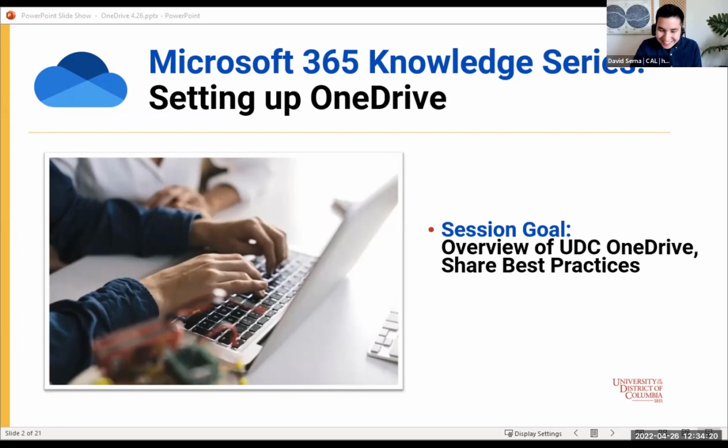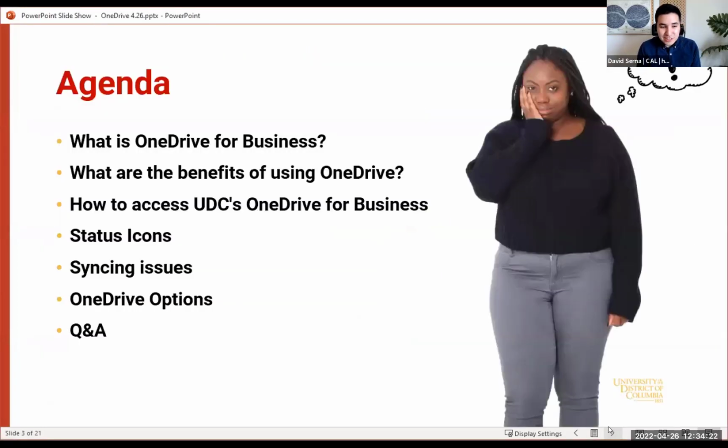Well, thank you, Dominique. So our agenda for today, we'll first talk about what is OneDrive for Business. We'll talk about what the benefits of using OneDrive are, and how to access UDC's OneDrive for Business. So we'll do a walkthrough of that, both on the web-based version as well as on your local computer, like your PC. We'll talk about status icons, syncing issues and how to address those, and also some OneDrive options and best practices to close. We will have time for Q&A. If there is something relevant to what we're talking about, you can go ahead and unmute or type in the chat box, but let's get started.